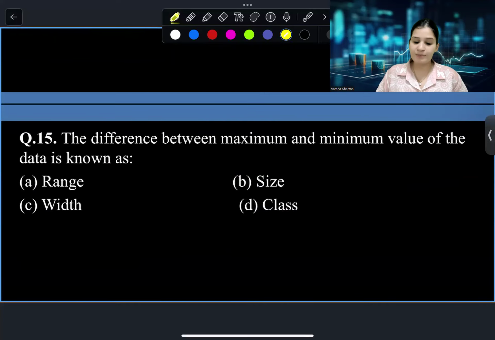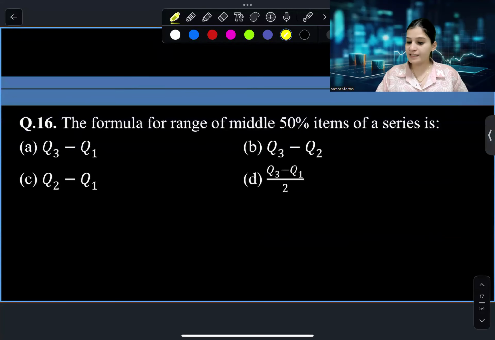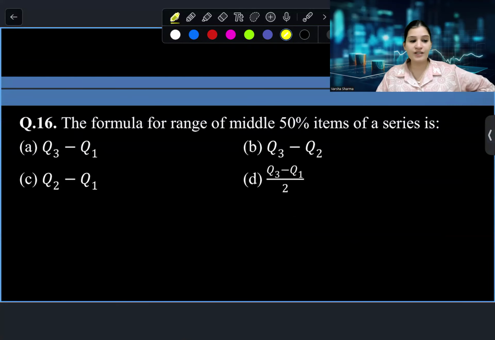The difference between the maximum and minimum value of the data is known as range. Formula for the range of the middle 50% of the data. For the middle 50%, the range is the quartile deviation. Quartile deviation formula is Q3 minus Q1. Wrong, I said wrong. Interquartile range. They are not asking for quartile deviation. Quartile deviation is the semi-interquartile range. They have only asked you the range. So Q3 minus Q1. We only need to find the range. Quartile deviation is half of the range. Is it okay? Okay, ma'am.